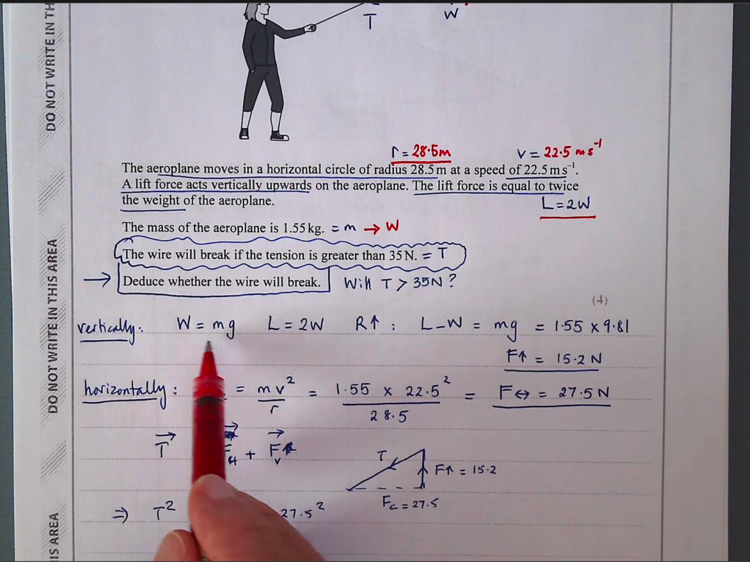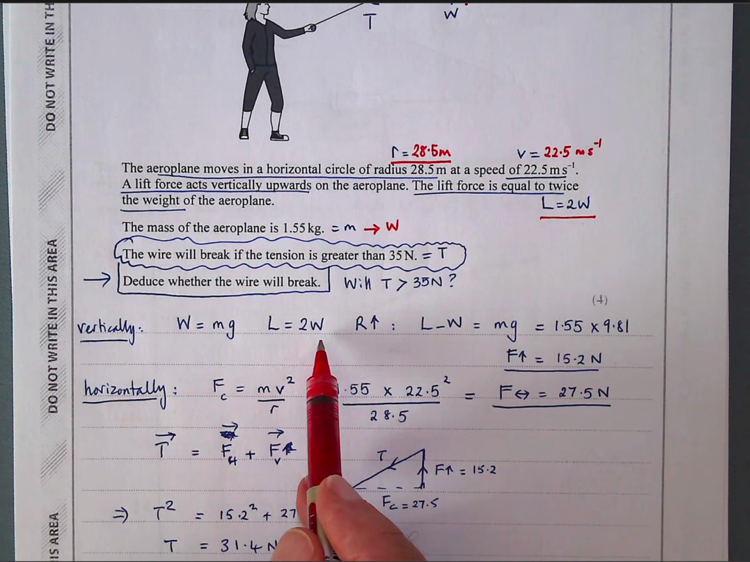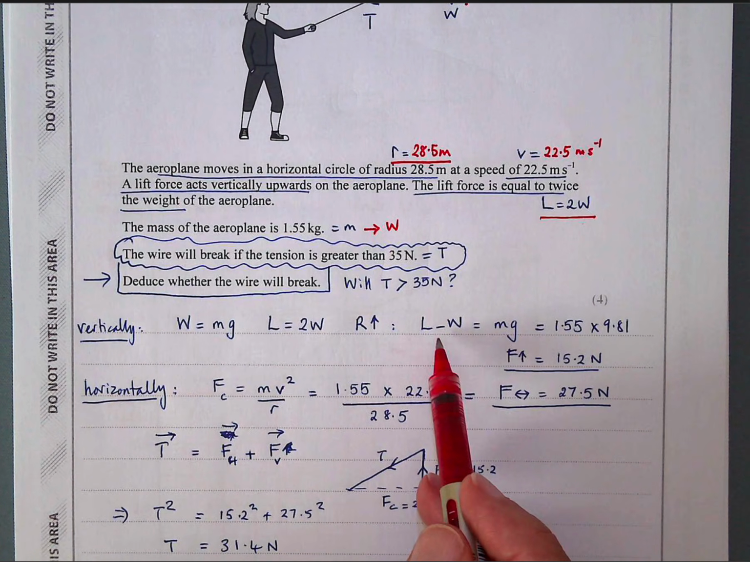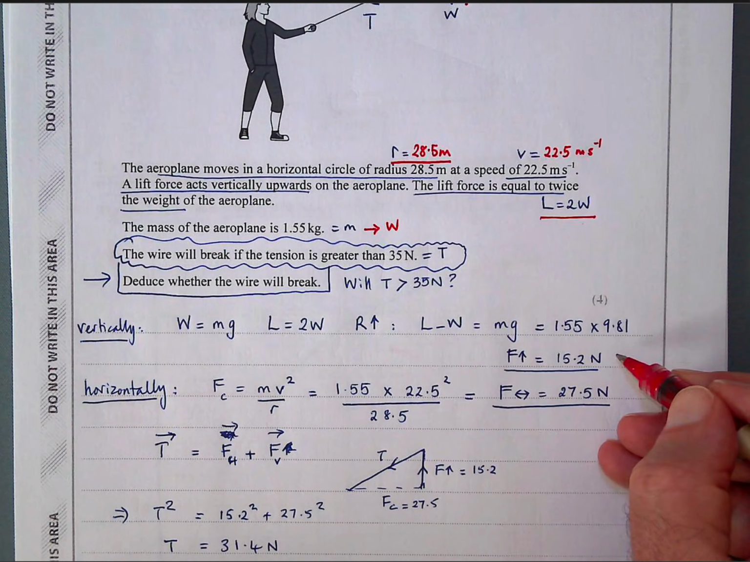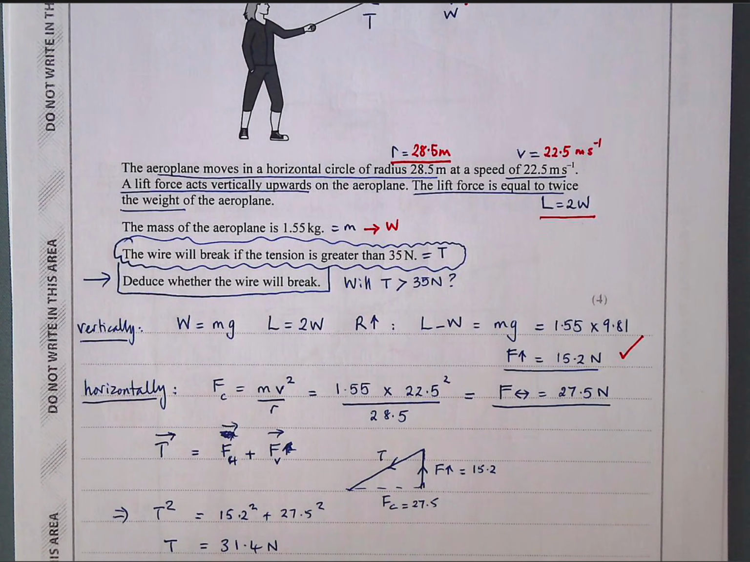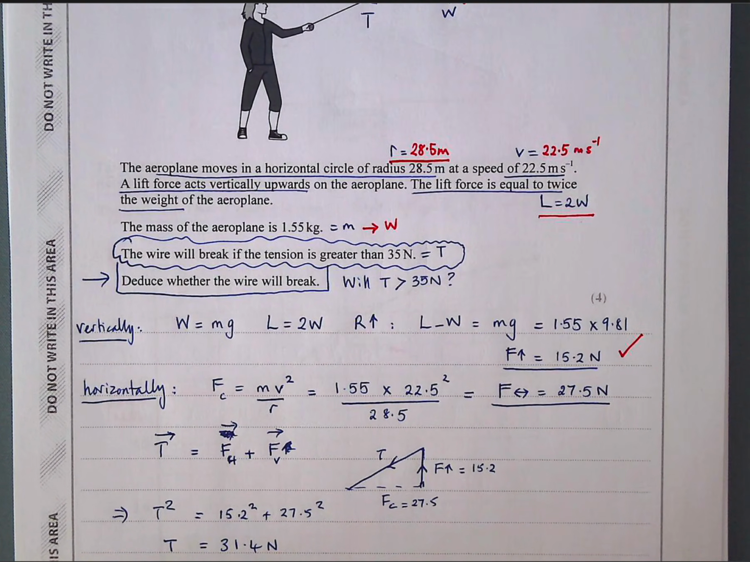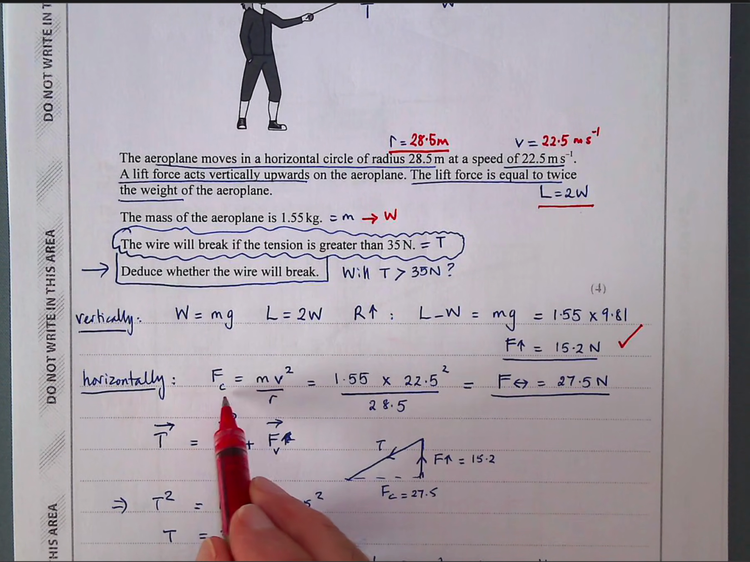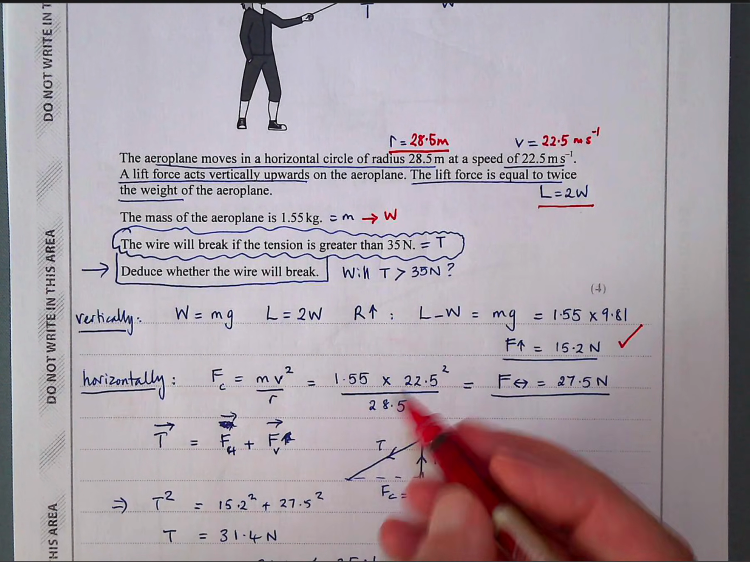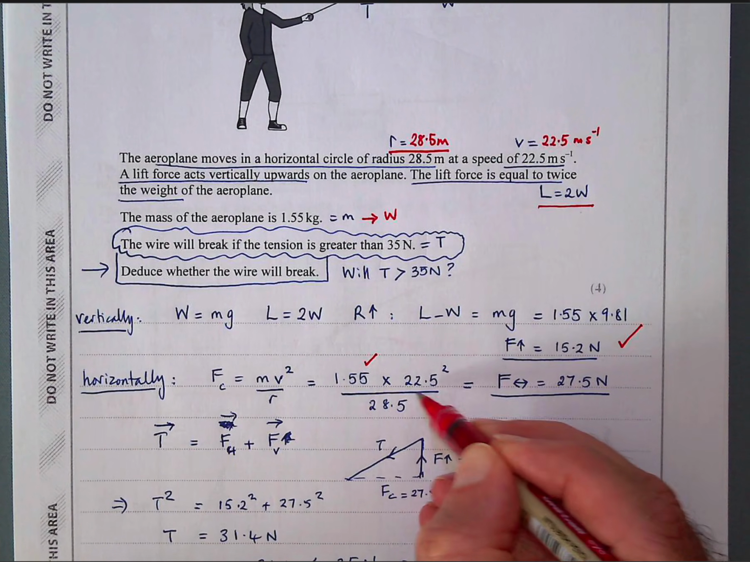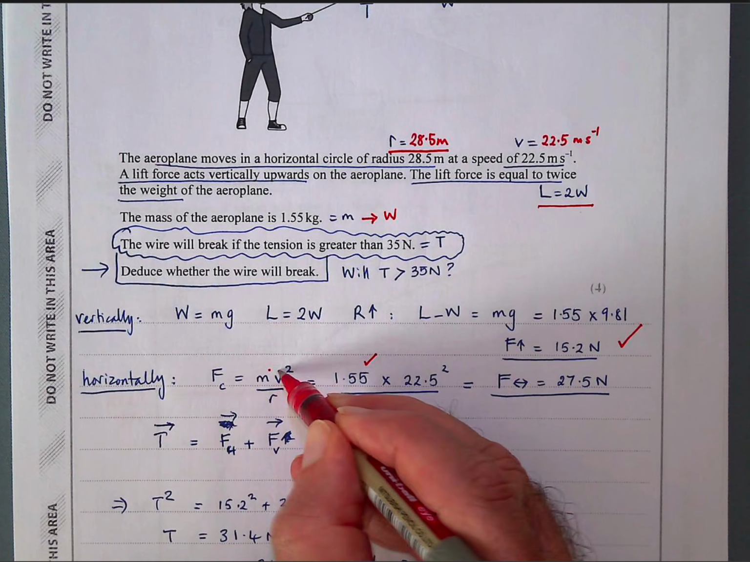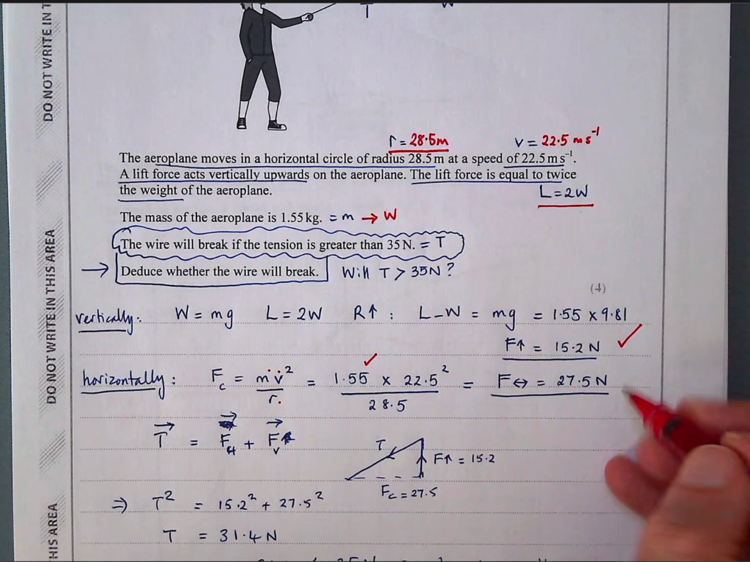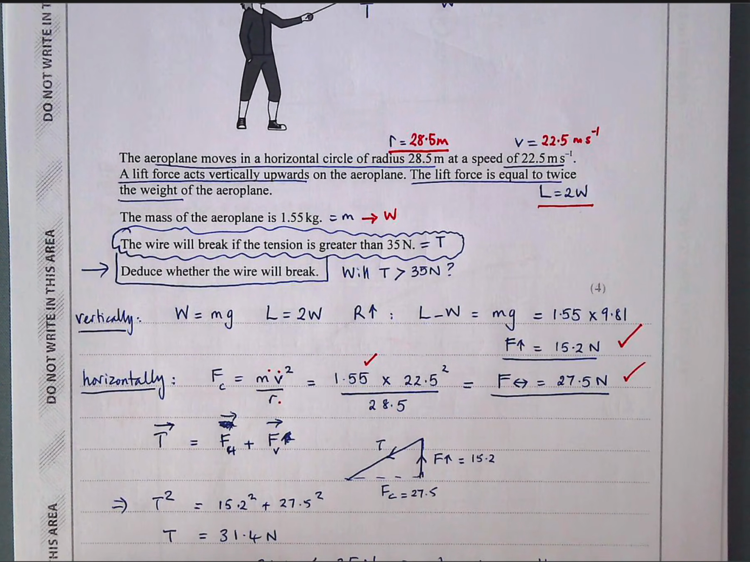Well, vertically, we know the weight is mg, we know the lift is 2w, we know the resultant force upwards is therefore mg, which is equal to 15.2 newtons. Okay, so the upward resultant force is that. Horizontally we know this is circular motion, so centripetal force is mv squared over r. We know m, we know v squared, and we know r. So you put the figures in, you get 27.5 newtons. So that's the second force we worked out.